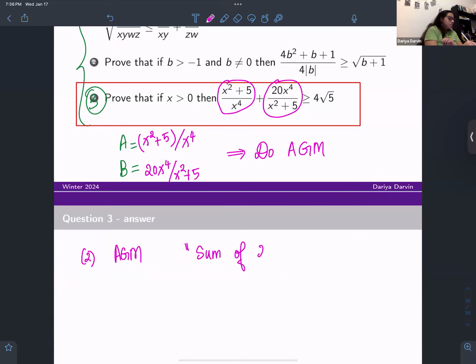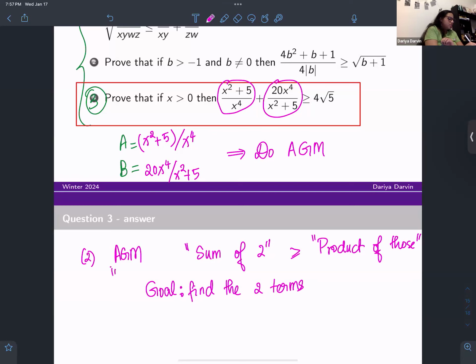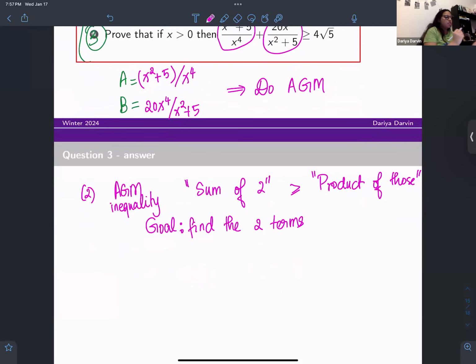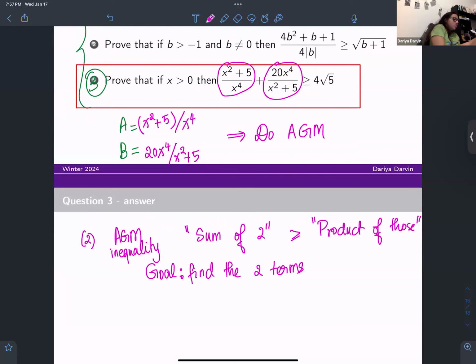Now part 2, again AGM, I'm going to remind you, you're going to look for the sum of two things and the product of those. This is the AGM format. Your goal is to find the two terms when you do an AGM inequality. So look at the question, identify the sum and the product, and your goal is to find what the two terms are.